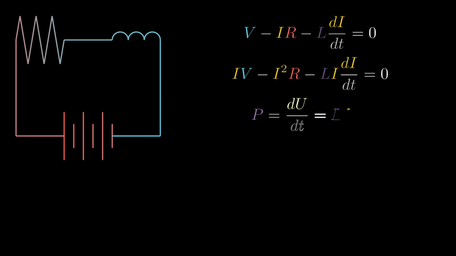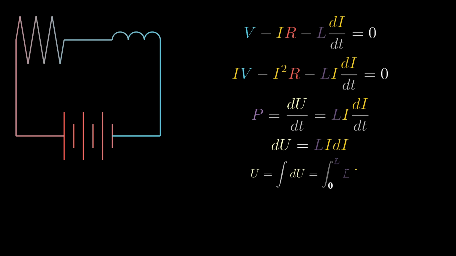Now we can get the energy by adding up the power from the inductor, or the change in energy over change in time, along some interval of time. Doing this gives us 1/2 L i squared.